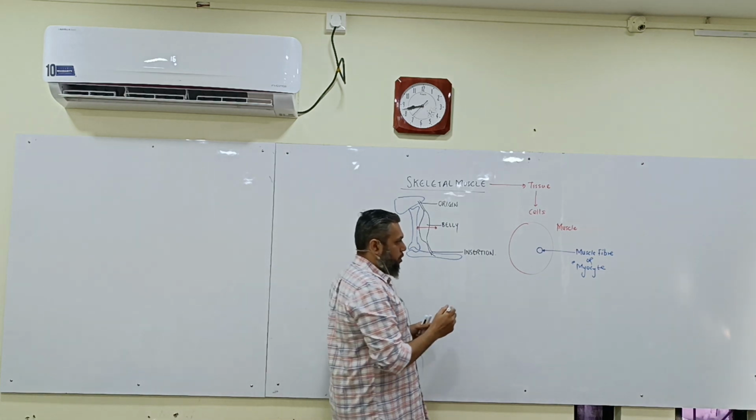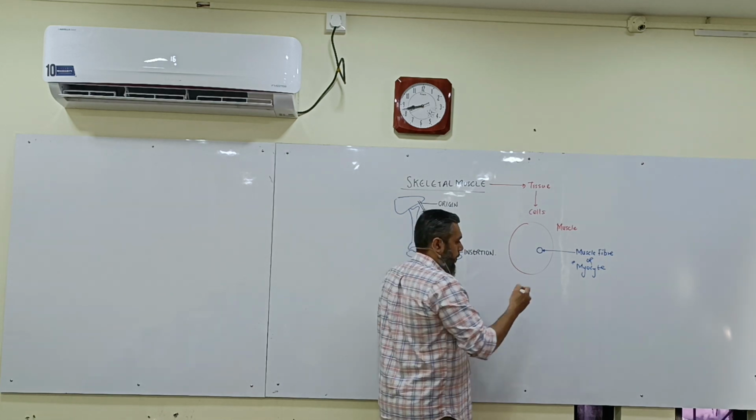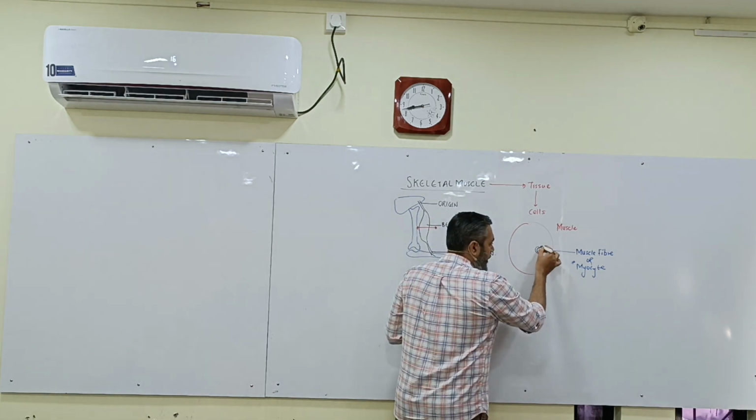Okay? So who is this, children? Myocyte or the muscle fiber. It will be covered by a layer.